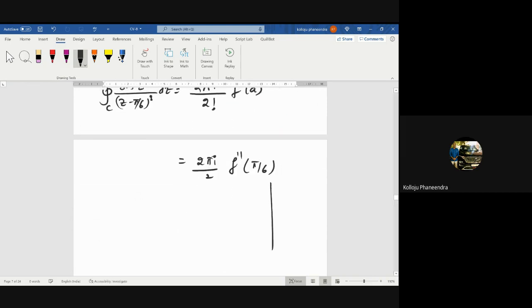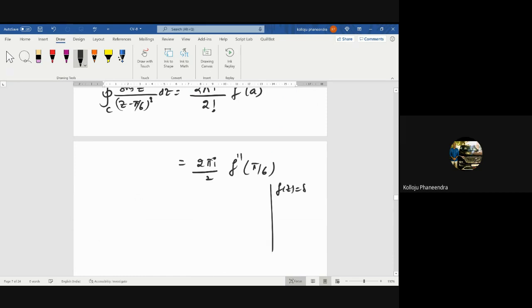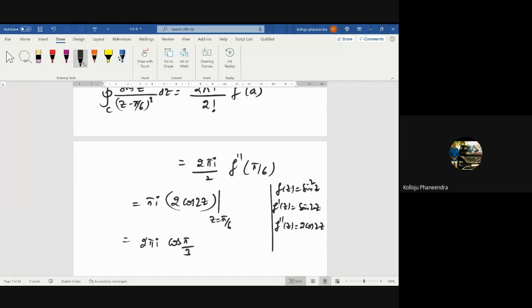Now I am calculating. f of z is sine square z. f dash z is 2 sine z cos z, which is sine 2z. And f double derivative is 2 cos 2z. So this is pi i times 2 cos 2z at z equal to pi by 6, which is 2 pi i into cos pi by 3, cos 60, which is 1 by 2. So the answer is pi i. Any doubts in this one?